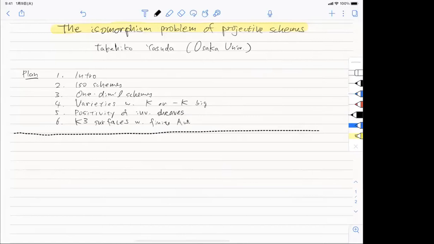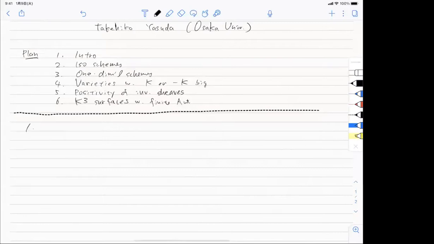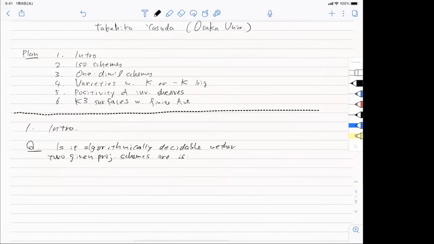Introduction. So what is the isomorphism problem of projective schemes? It is the following question: is it algorithmically decidable whether two given projective schemes are isomorphic or not?